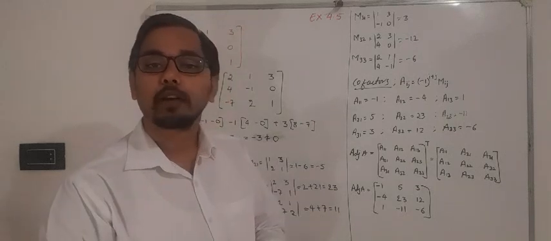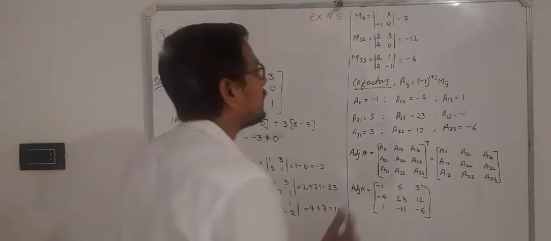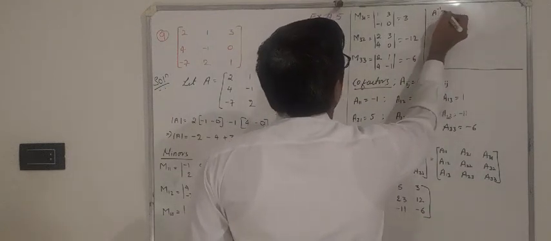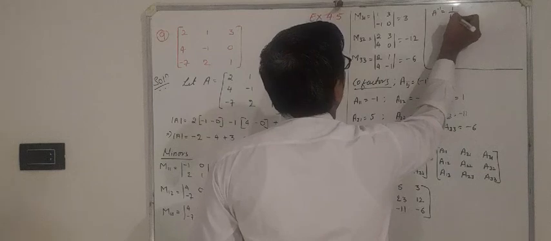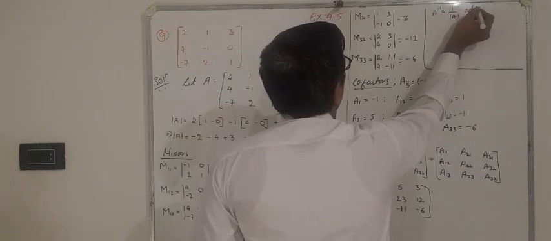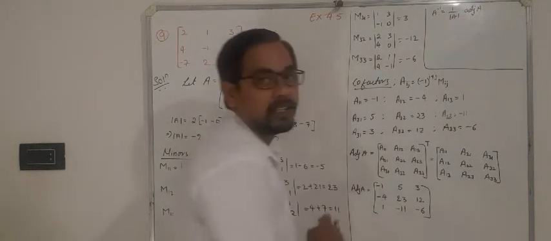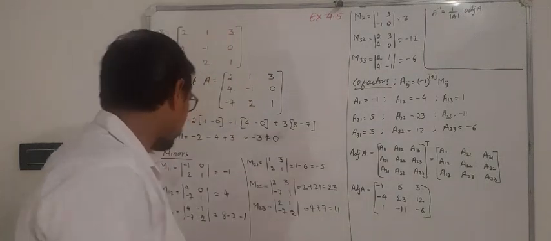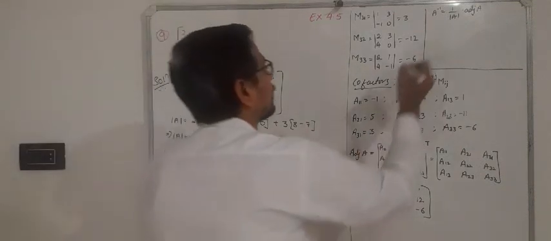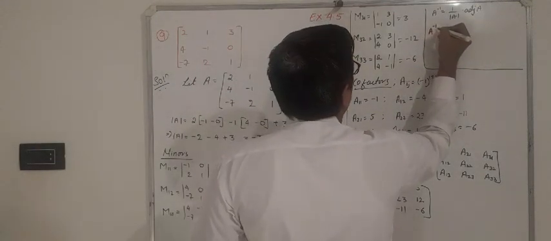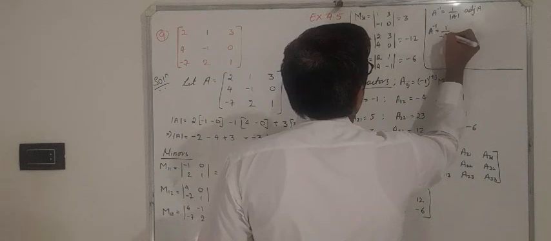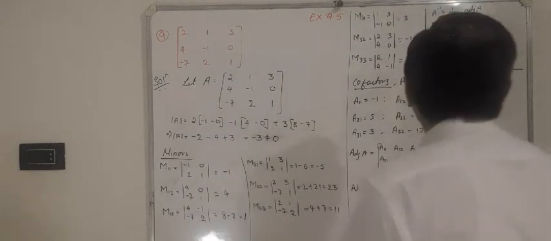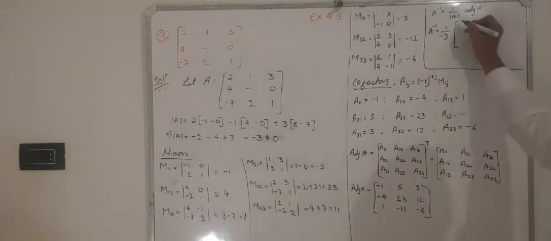So with this we need to calculate the value of A inverse, right? So how to calculate the value of A inverse? A inverse is given by 1 over determinant A into adjoint of A, right? So that is the formula. So now using that formula, what is determinant A? Minus 3. So I can write A inverse as 1 upon minus 3 into adjoint A.